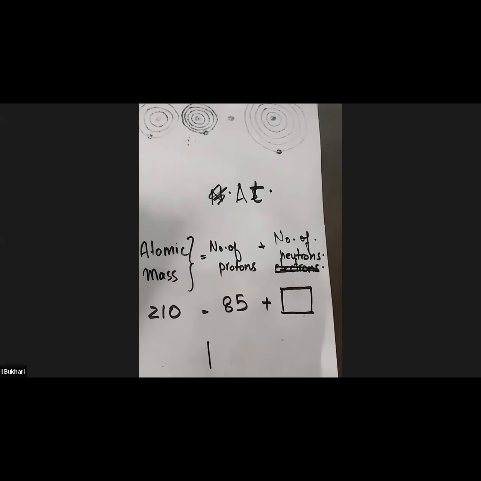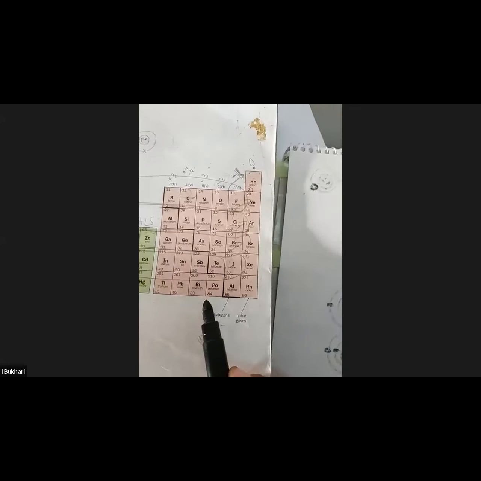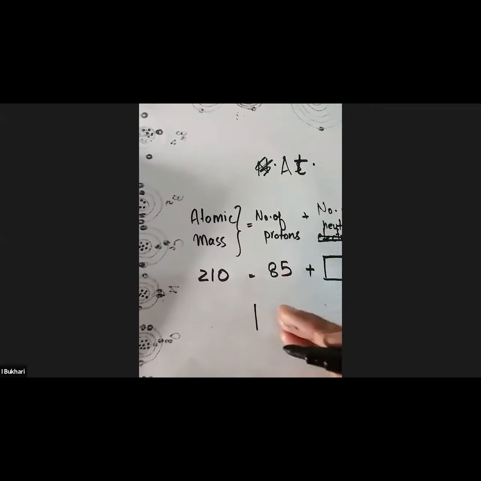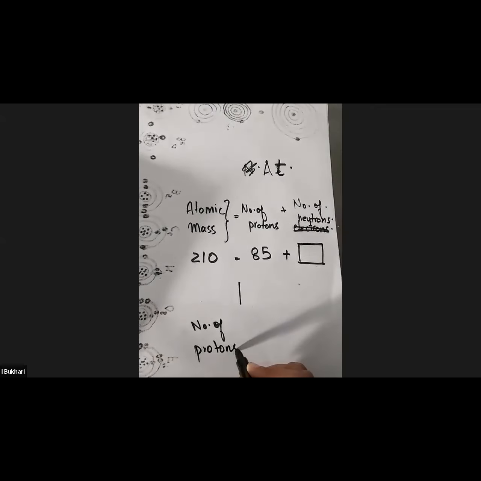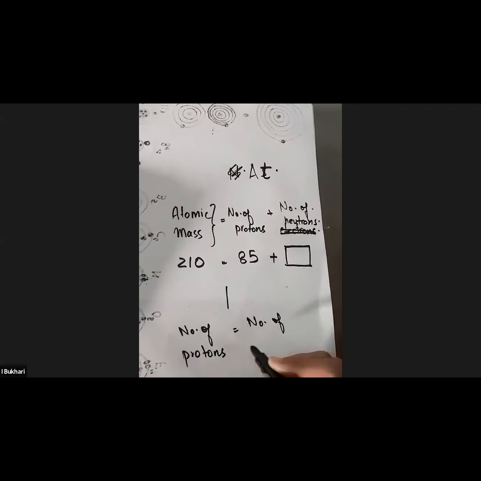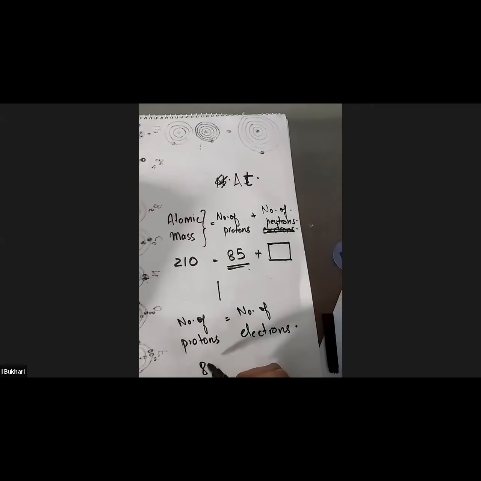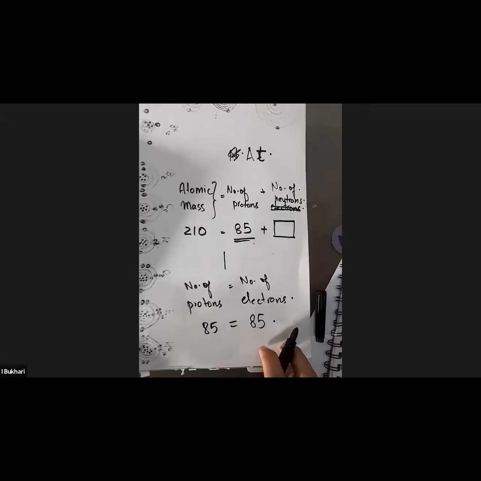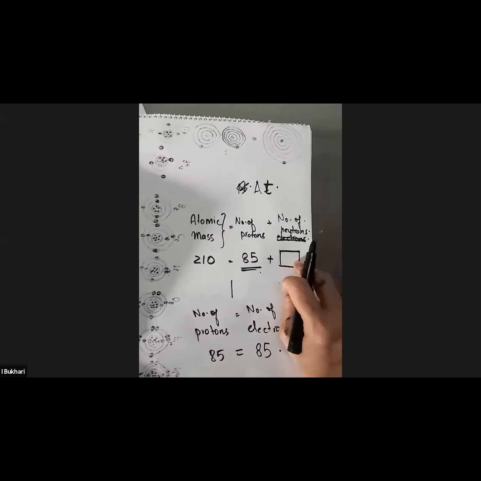But your question is how many electrons it has. Now, if it is electrically neutral, meaning the number of positive charges is equal to the number of negative charges, then the number of protons should be equal to the number of negatively charged electrons. So the number of protons is 85, so the number of electrons should also be 85. I'm not calculating the number of neutrons. You can do that yourself.